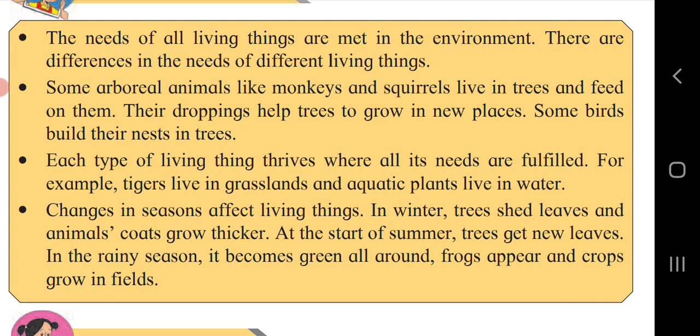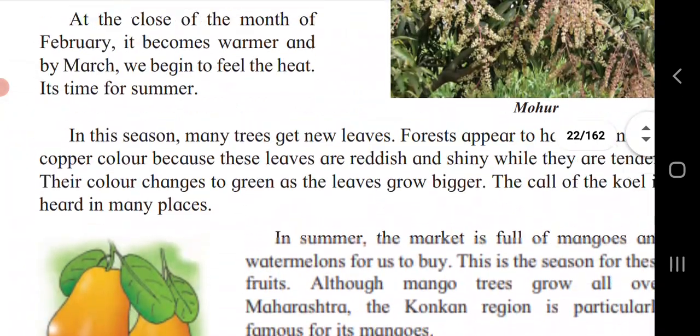Changes in season affect living things. In winter, trees shed leaves and animals' coats grow thicker. At the start of summer, trees get new leaves. In the rainy season, it becomes green all around. Frogs appear and crops grow in fields. These were the points which we had seen in this topic. Let's revise what we have studied today.